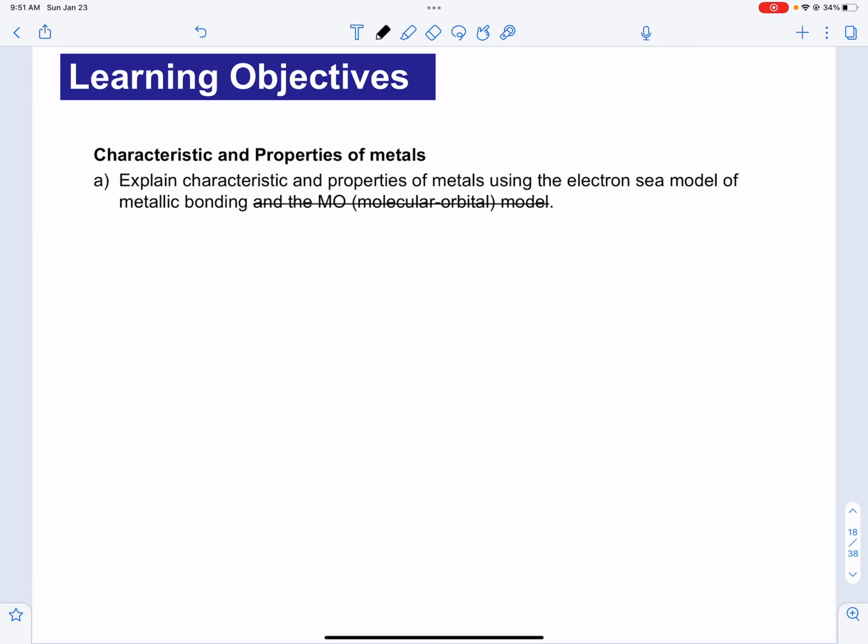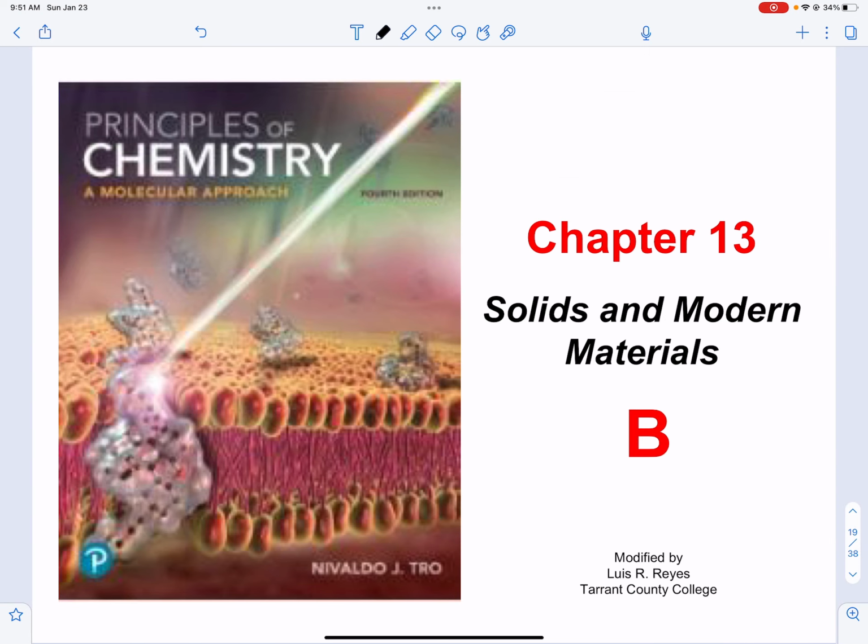And with that, we're going to stop there. And next time we're going to continue talking about solids and modern materials, but we're going to start talking about semiconductors and insulators, and we're going to have to explain molecular orbital theory, band gap, and so on.